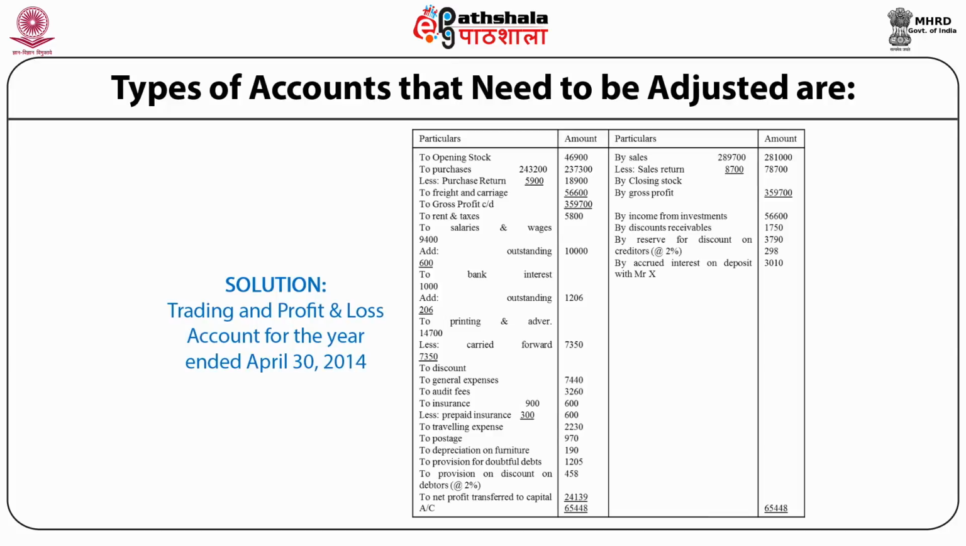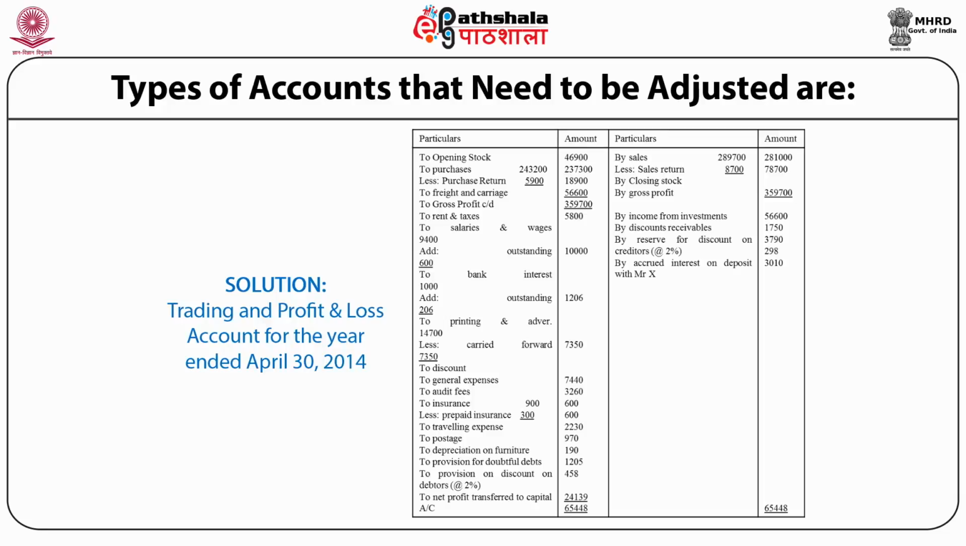All expenses are shown on the debit side and incomes are shown on the credit side. Further, adjustments related to outstanding expenses, prepaid expenses or carried forward expenses are shown here. Outstanding expenses are added, which is clear from the account. Further, the prepaid expenses are deducted from the relevant expenses, that is, prepaid insurance is deducted from the insurance account.